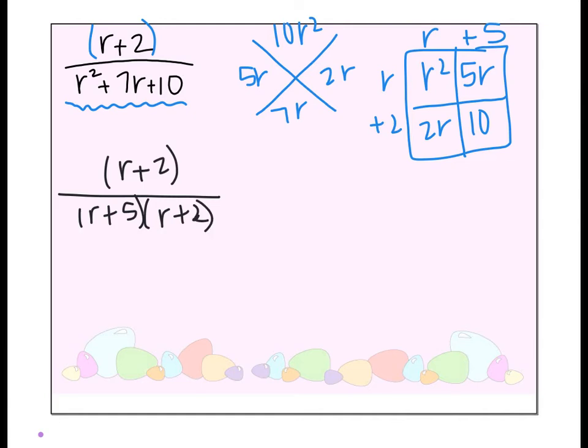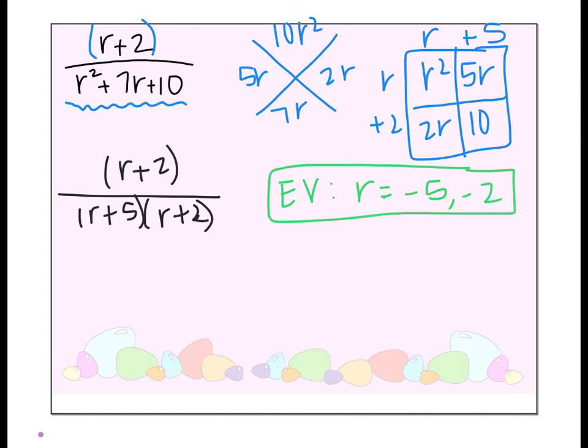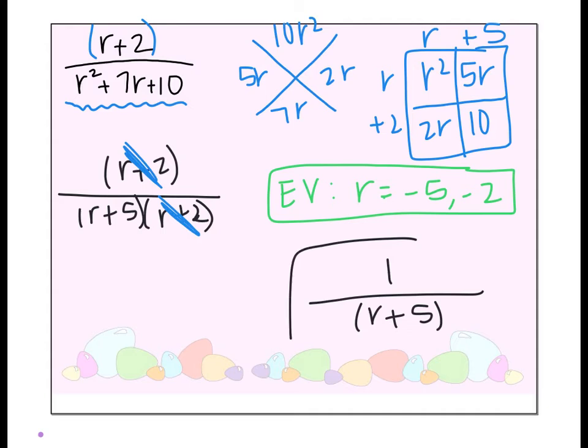It's a little sloppy, sorry. Remember to hit pause and identify excluded values next. So that would be r is equal to negative 5 and negative 2. And now I do see I have an r plus 2 up top. That will cancel with an r plus 2 in the bottom. I am left with 1 up top and an r plus 5 in the bottom.